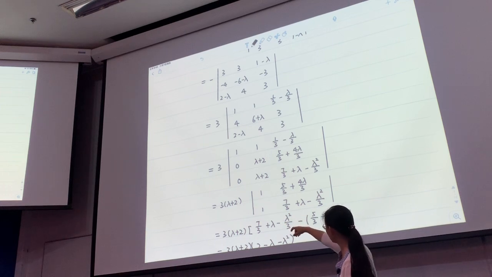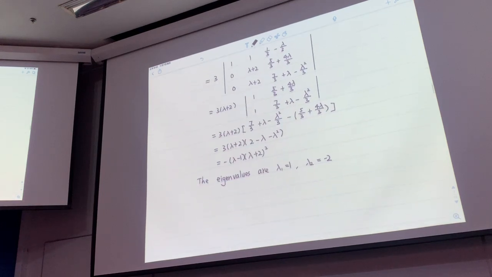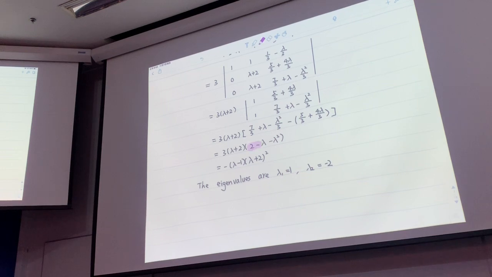So I move it outside, it becomes this one, and then we do the simplification, and eventually we get this formula. And I have mentioned how to do this factorization, right? So you can put a negative in front, 3 lambda plus 2 times lambda squared plus lambda minus 2, okay? So then we get this one. So the eigenvalues are lambda 1 equal to 1, lambda 2 equal to -2 here.